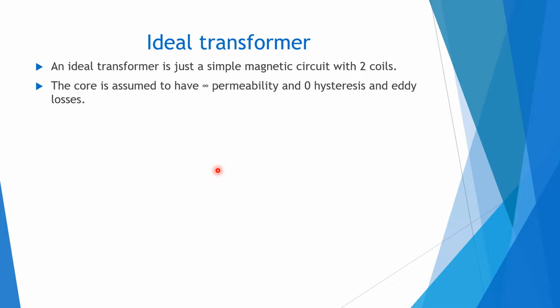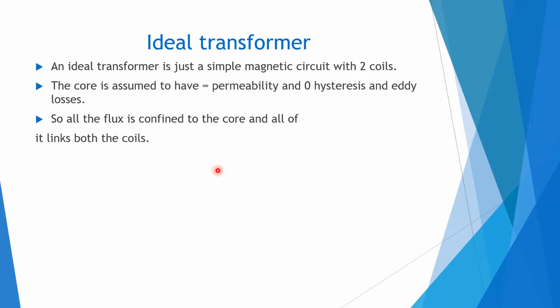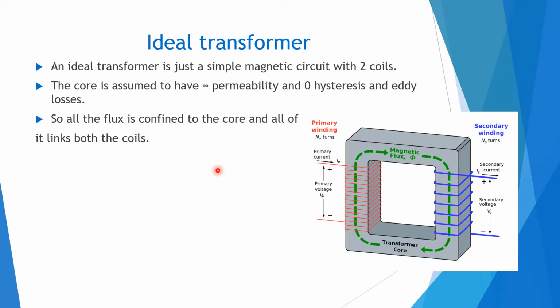The assumptions are that the core has infinite permeability. There are zero hysteresis losses. There are zero eddy losses. And all the flux is confined to the core, and all of it links both the coils. So what does that mean? There is no flux leaking out into the air, and all the flux that passes through one coil also passes through the other coil. So this is what the magnetic circuit would then look like. All the flux is linking both of them.